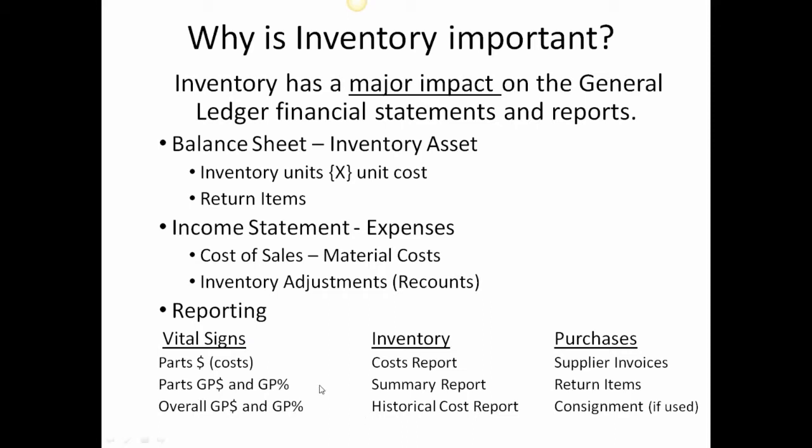We're then not going to be able to look at a good gross profit dollar or profit margin, and of course any element of that is going to affect the overall. It's also going to be on your inventory reports. There are reports that will report to you your inventory cost, summary reports, historical cost reports, and then the same thing with your purchases, supplier invoices, return items, and consignment if you use consignment. So it's a vital organ of the system. It's a vital organ of the financial reports.